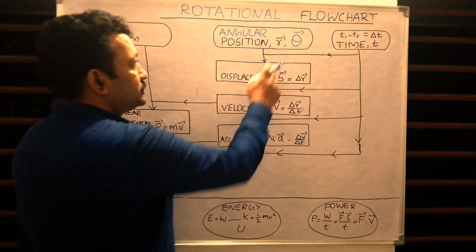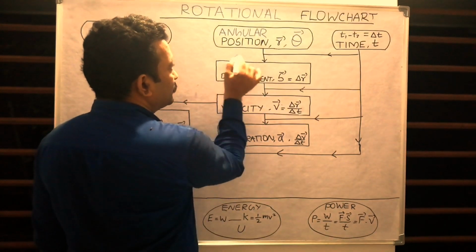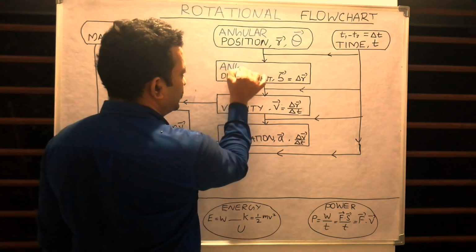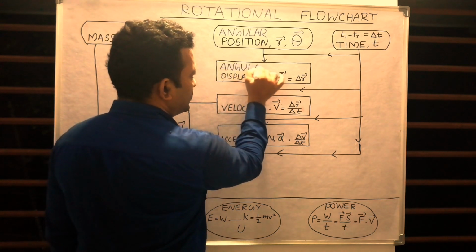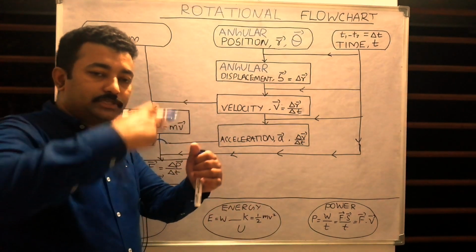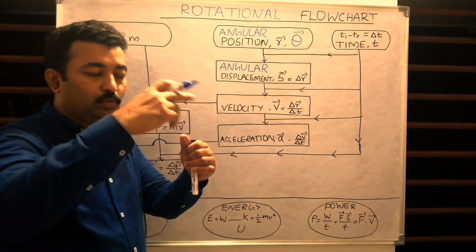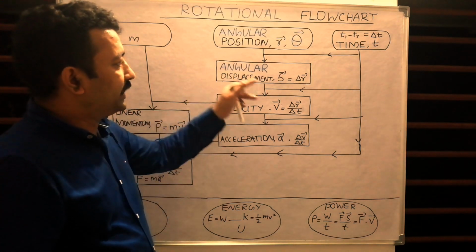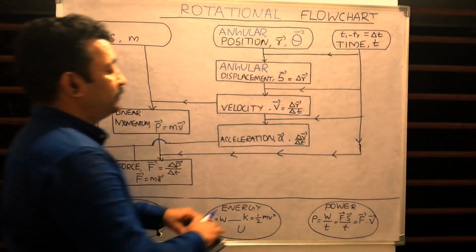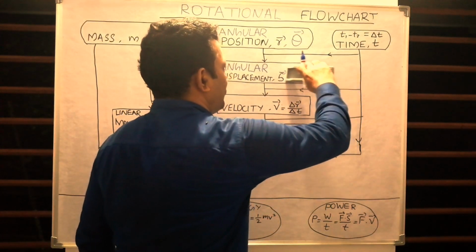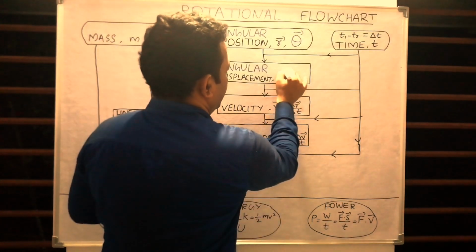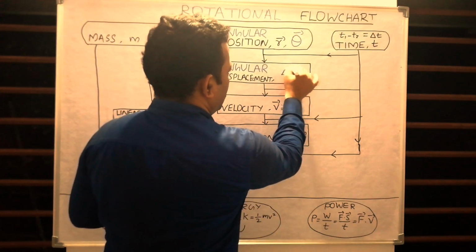So when this position changes, we will call it an angular displacement. The displacement in rotation is called angular displacement. The particle, when it is executing a rotation or a circular motion, is making an angular displacement, and since the change is happening for the angle, the angular displacement is nothing but delta theta.